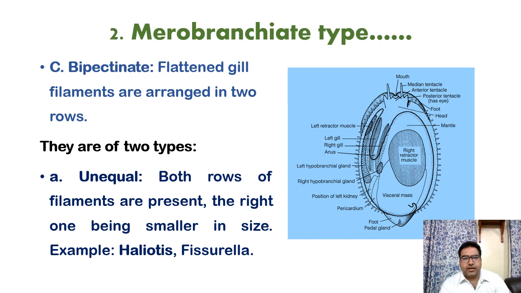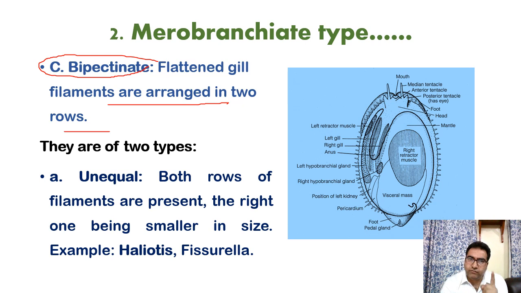Then the third one, that is the bipectinate. This one we were talking about, that is the bipectinate. Now what happens here is that these are the flattened gill filaments that are arranged in 2 rows. In the monopectinate there is only 1 row, but in the bipectinate there are 2 rows. They can be unequal or they can be equal. So when we talk about the unequal, both rows of the filaments are present, and the right one is smaller in size.